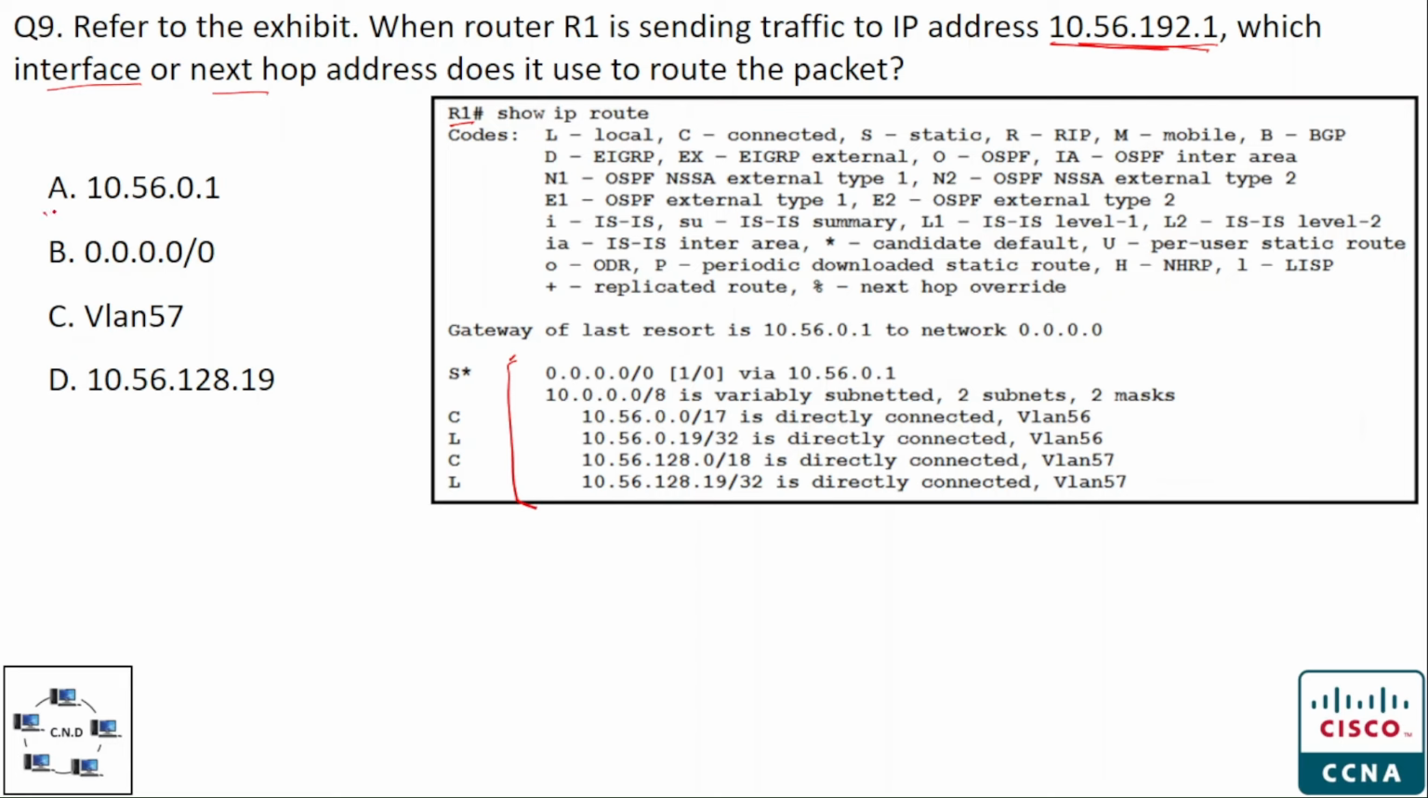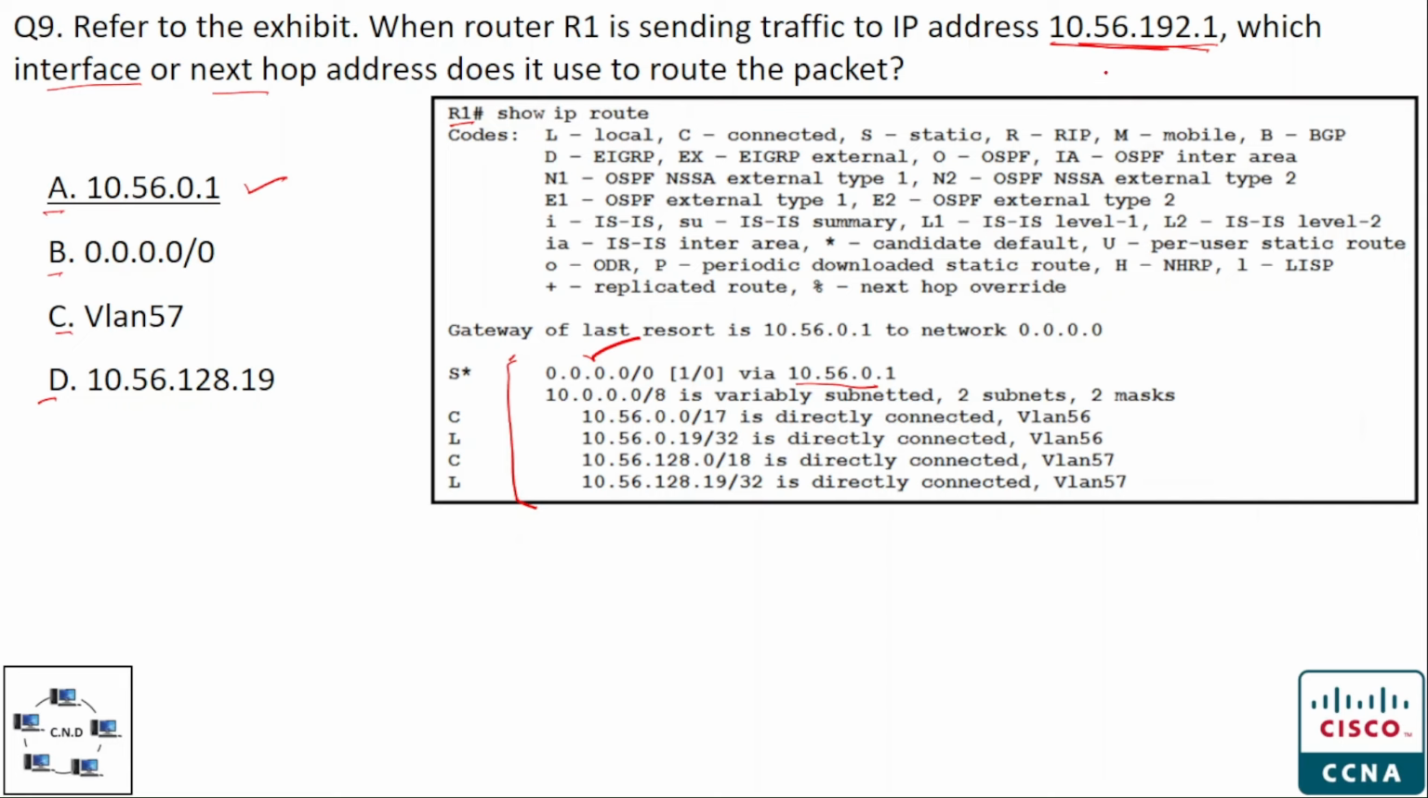And the options are option A, 10.56.0.1, option B, 0.0.0.0/0, option C, VLAN 57, and option D, 10.56.128.19. And the correct, let me first bring the correct option and then we will explain the answer. So the correct option is 10.56.0.1. This one, this next hop, which corresponds to this default static route.